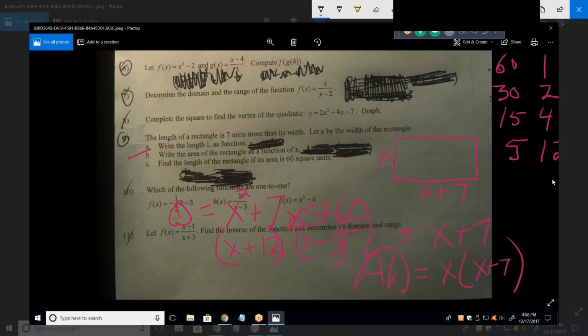So my two solutions for x are what? Negative 12 and positive 5. Which one of those doesn't make any sense? Negative 12. That's extraneous. So x is 5, but they didn't ask about x. They asked about length. So what's the length?